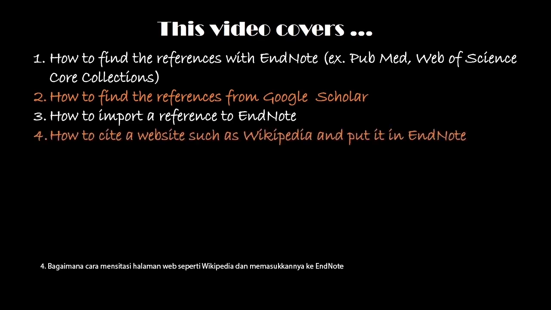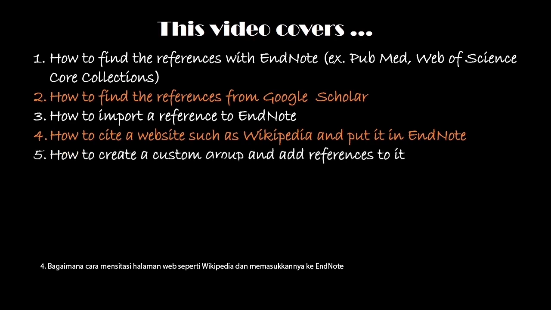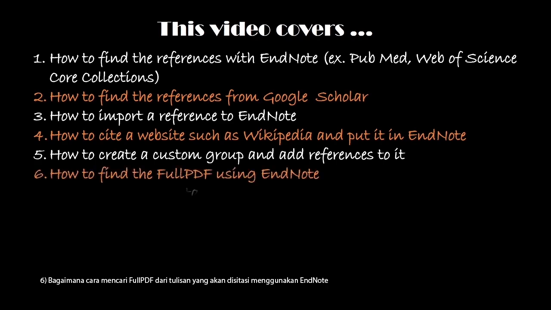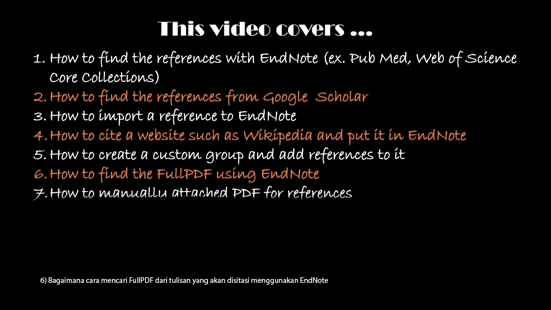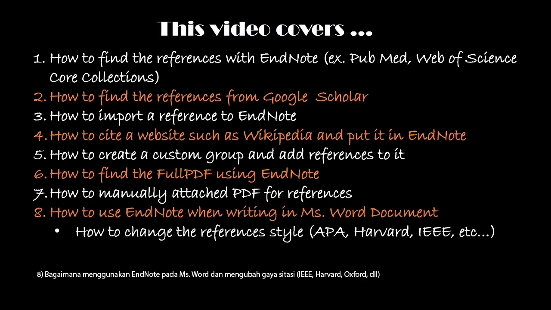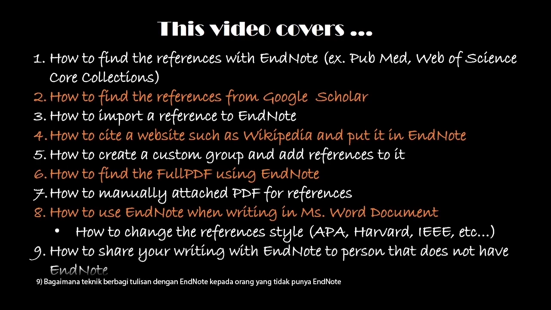4. How to cite a website such as Wikipedia and put it in EndNote. 5. How to create a custom group and add references to it. 6. How to find the full PDF using EndNote. 7. How to manually attach PDF for references. 8. How to use EndNote when writing in a Microsoft Word document and change the style. 9. How to share your writing when the person does not have EndNote.